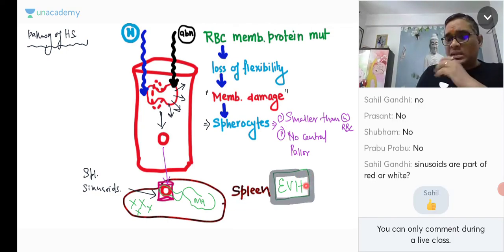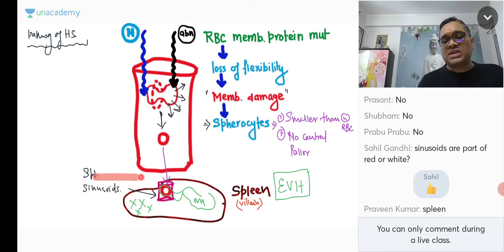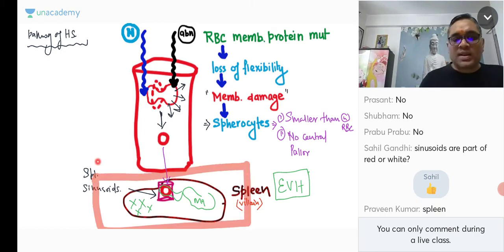Now my question is, in these patients, what will we do for the treatment? Because the problem is, who is the main villain? Spleen is the villain in this case, right? So what will we do? We will cut down the spleen. Splenectomy is the treatment in these patients.